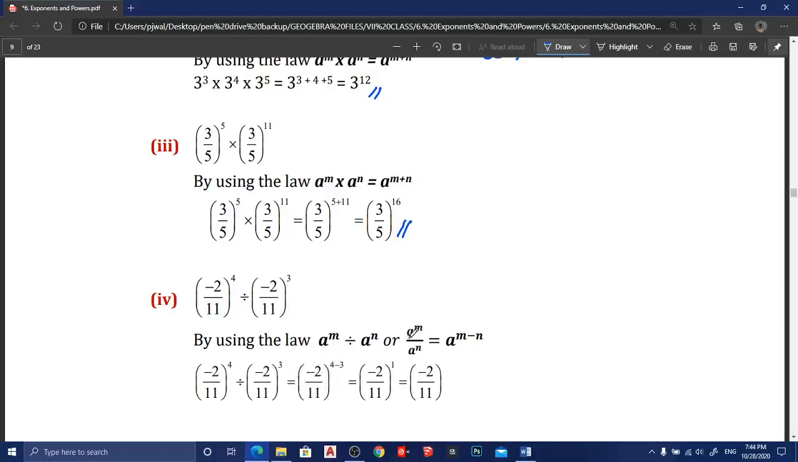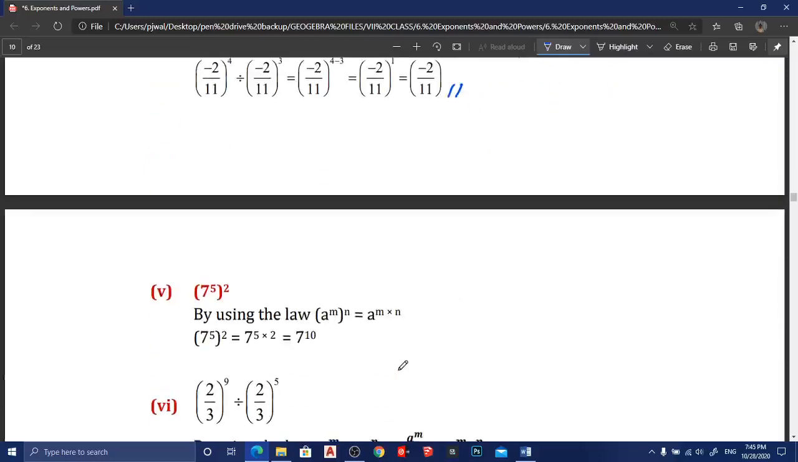Okay, you should not think this is a to the power of m by a to the power of m, meaning numerator is different, denominator is different, like that you should not think. Here you are taking this whole fraction as a. What is a here? A is equal to minus 2 by 11. What is m here? M is equal to 4, n is 3. Okay, a to the power of m minus n, which is minus 2 by 11 to the power of 4 minus 3. 4 minus 3 is how much? 1. So anything to the power of 1, you can write minus 2 by 11 only. Okay, this one same number you can take.